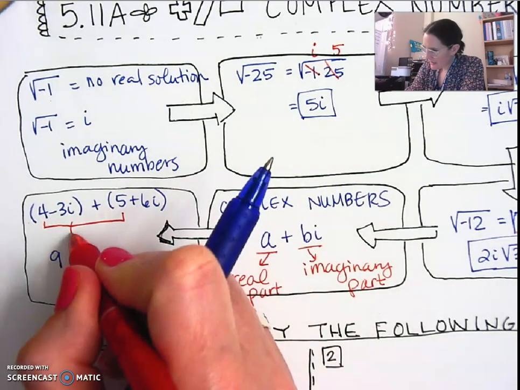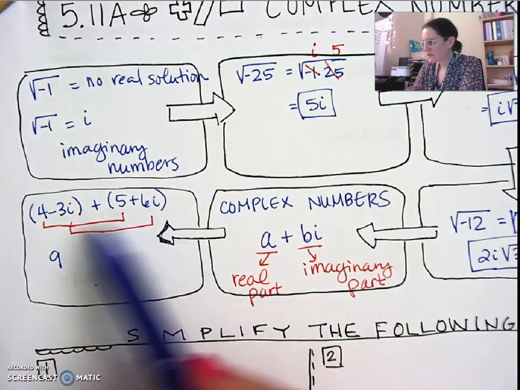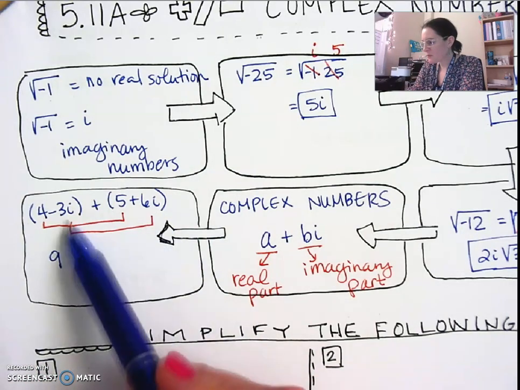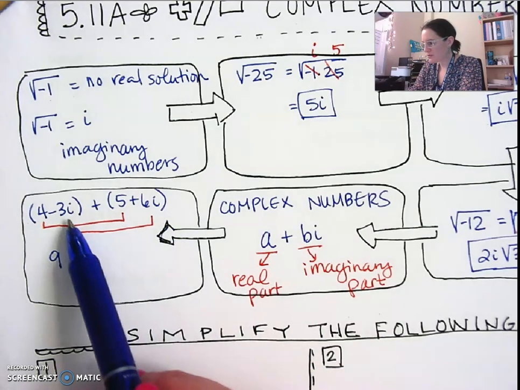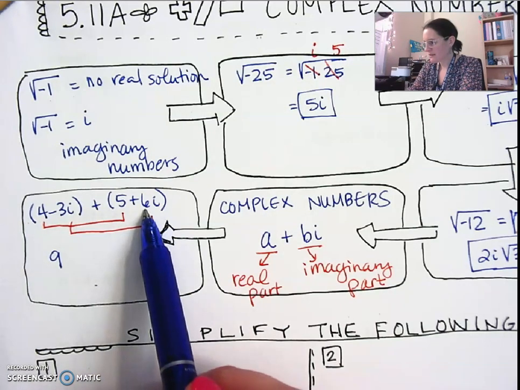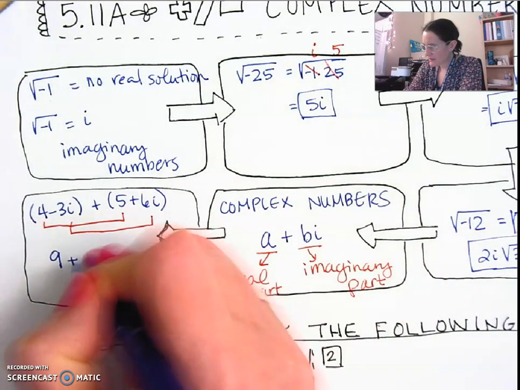And then -3i and 6i. Now you're going to combine these the same way you would combine if you were adding like terms that had variables. So you're going to do the math on the coefficients. -3 plus 6 is +3 and then i.